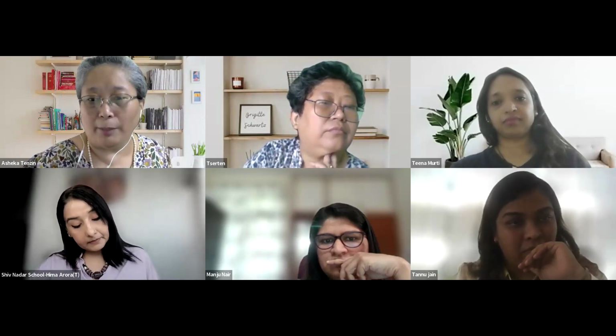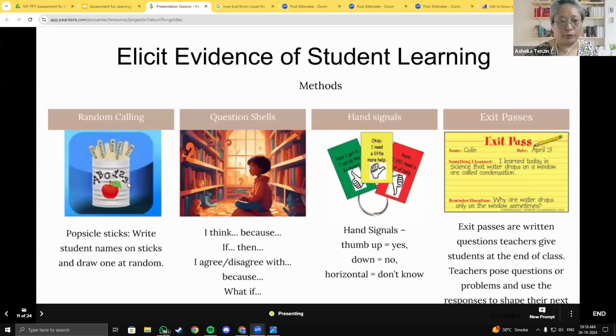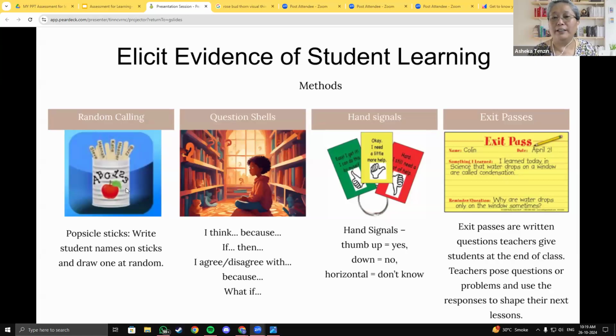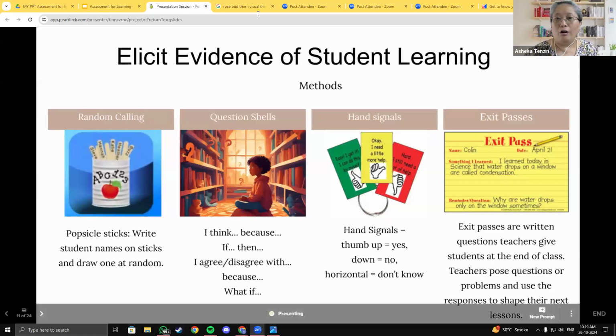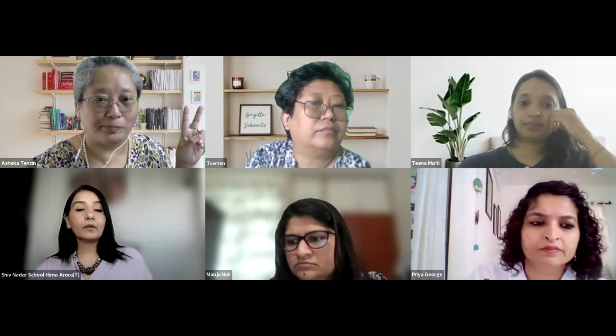Now, in the popsicle stick method, I will write all the student names on the sticks. And then at the beginning of the lesson, I will give the instruction that students, I will explain something, and then I will ask you questions about it. And these questions will be asked to anyone. I don't know whom I'm going to ask, because I'm going to use this random calling method using the popsicle stick. So now, what are two advantages of this? Tell me.